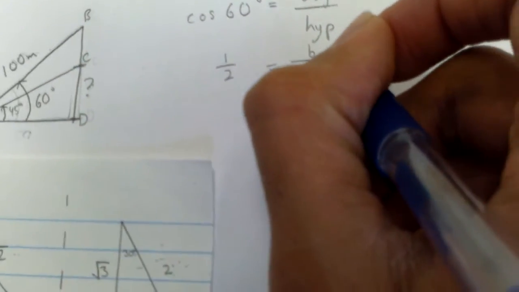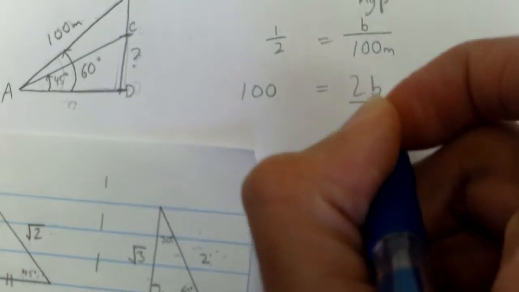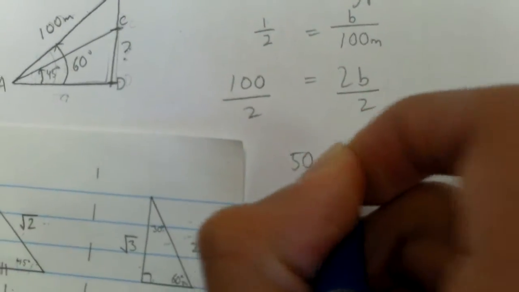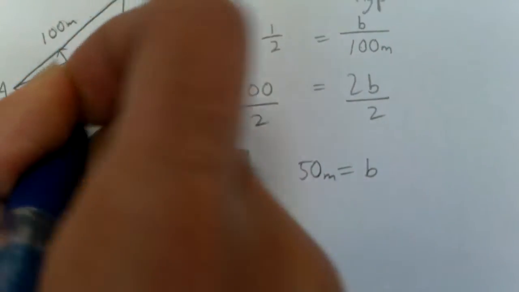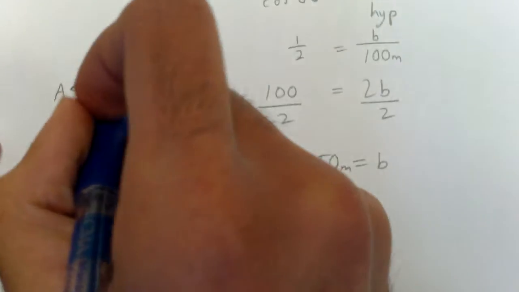So now in order to solve this, we will be cross multiplying. So 100 times 1 is 100, and 2 times B is 2B. Now to get rid of the 2, we will divide both sides by 2. So B is 50 meters. This over here is 50 meters. Now we have enough information to solve for this side, since we have the angle and the adjacent side.